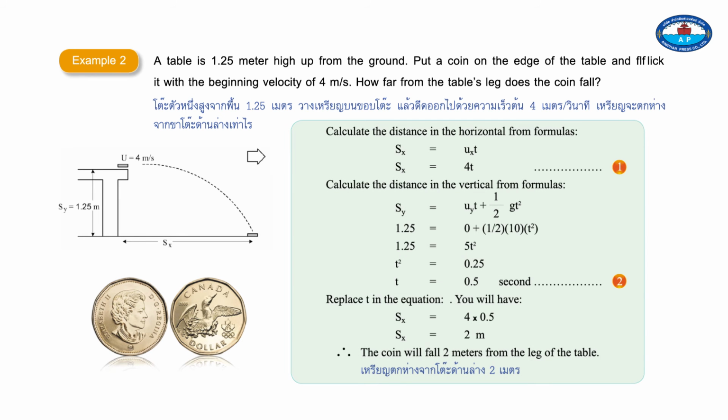Calculate the distance in the horizontal from the formulas. Calculate the distance in the vertical from the formulas. Replace t in the equation. You will have the coin will fall 2 meters from the leg of the table.